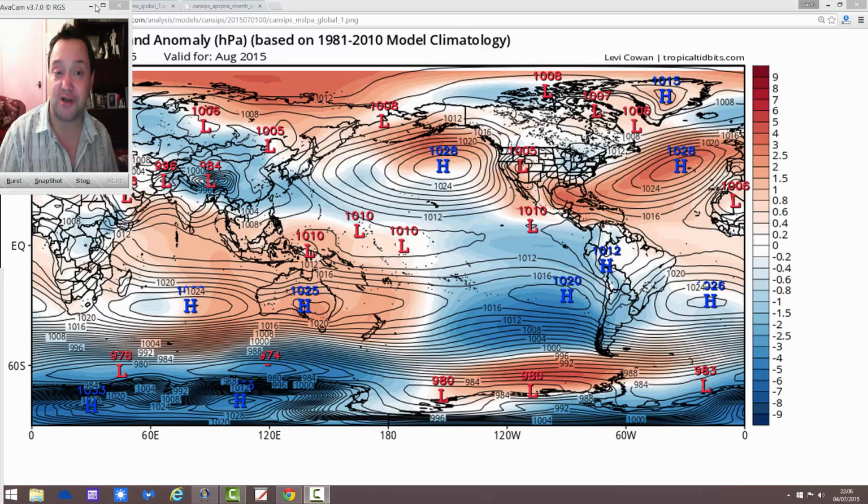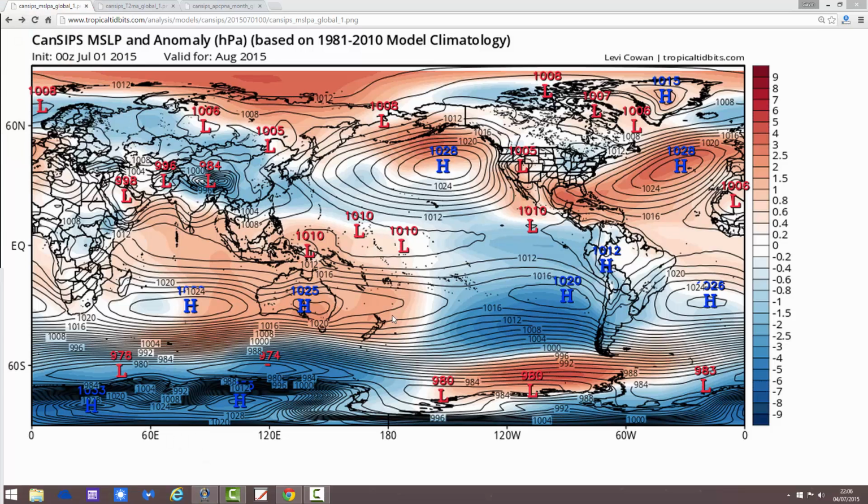So we're going to start off with the anomaly for August. This is the mean sea level pressure anomaly for next month, for August 2015. As always, with height anomaly and sea level pressure anomaly charts, the red colours are extrapolating to high pressure, and the blue colours are extrapolating to low pressure.